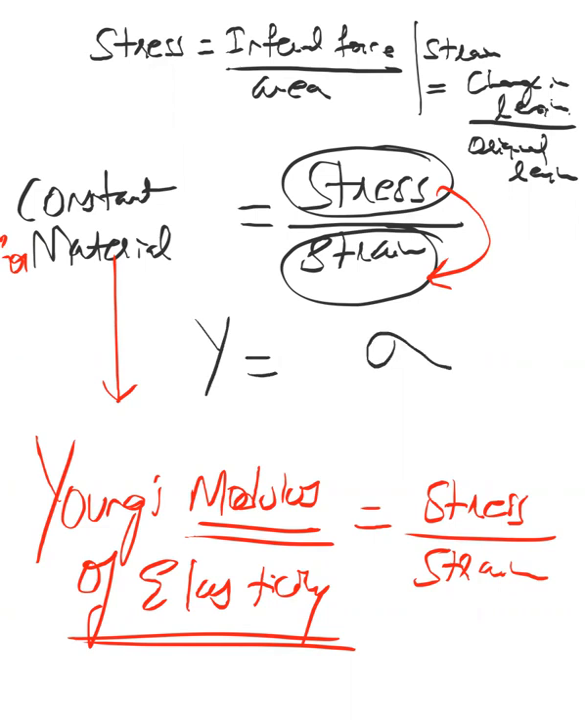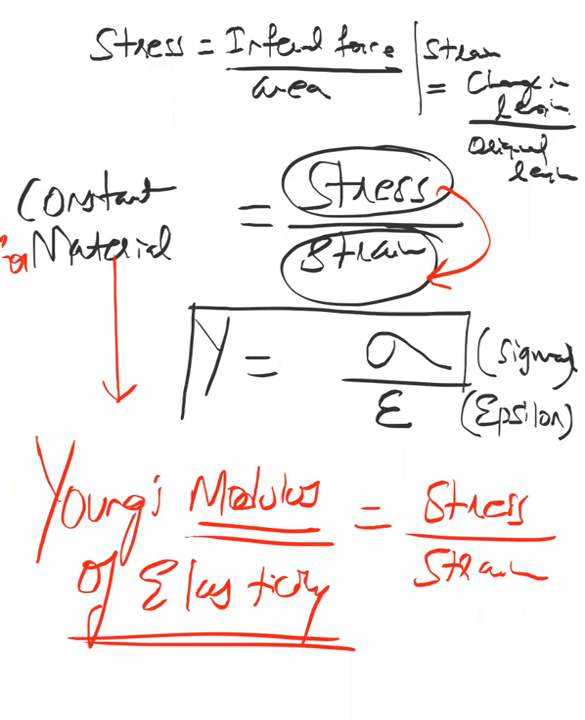Stress is written as sigma, and strain is written as epsilon. So sigma upon epsilon is Young's modulus of elasticity. This is a very, very important formula. You will study this in the second book of your 11th class physics, first chapter. Clear? Can you note down this one?